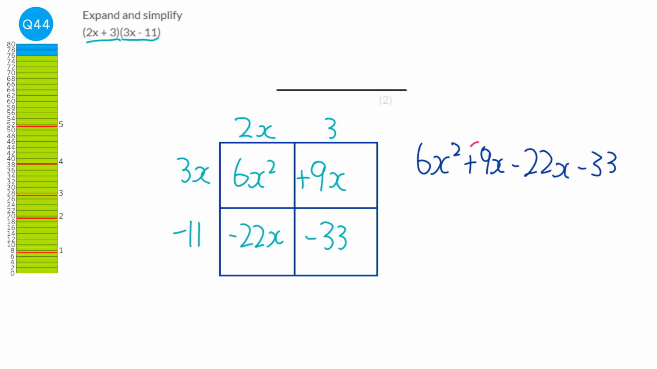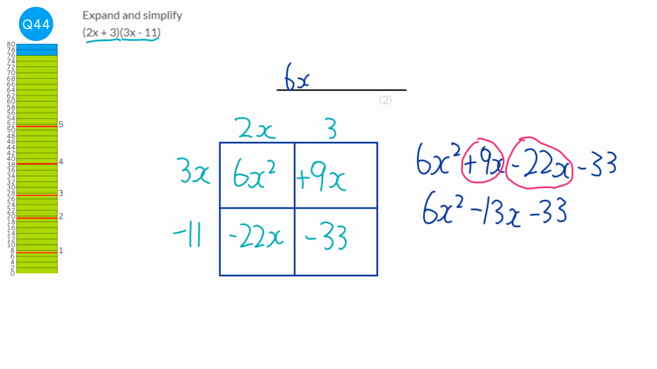Get them all together, so we've got 6x squared plus 9x, because that is a positive, minus 22x minus 33. And we can see here that the plus 9x and the minus 22x are like terms, so we can add them together to make minus 13x. And that's our answer. So our answer is 6x squared minus 13x minus 33.